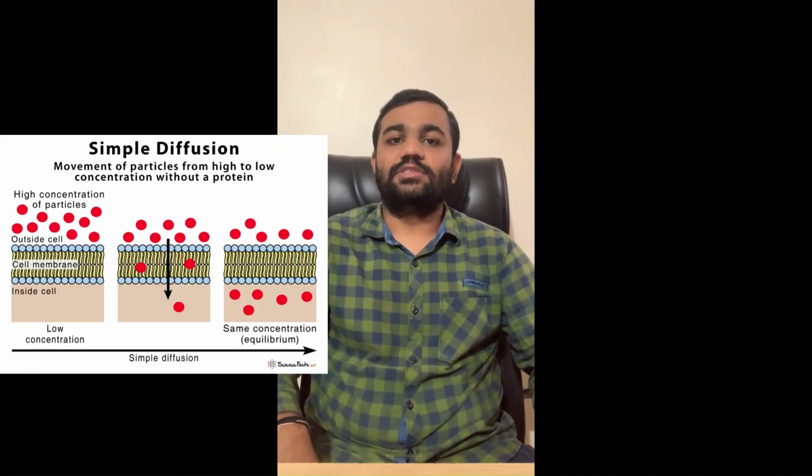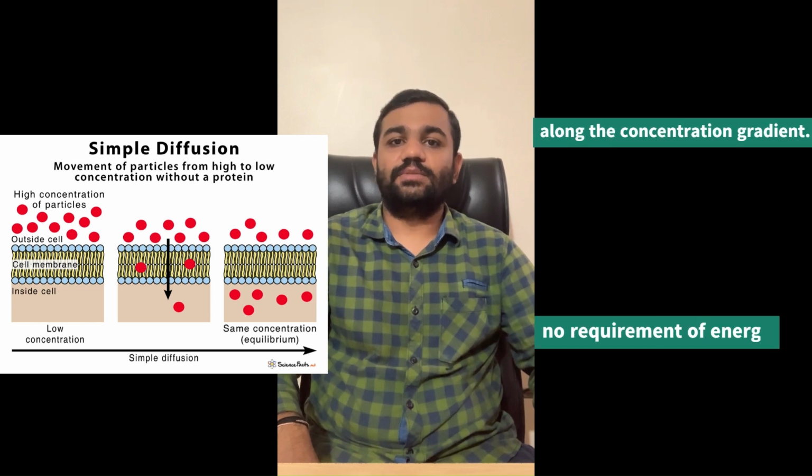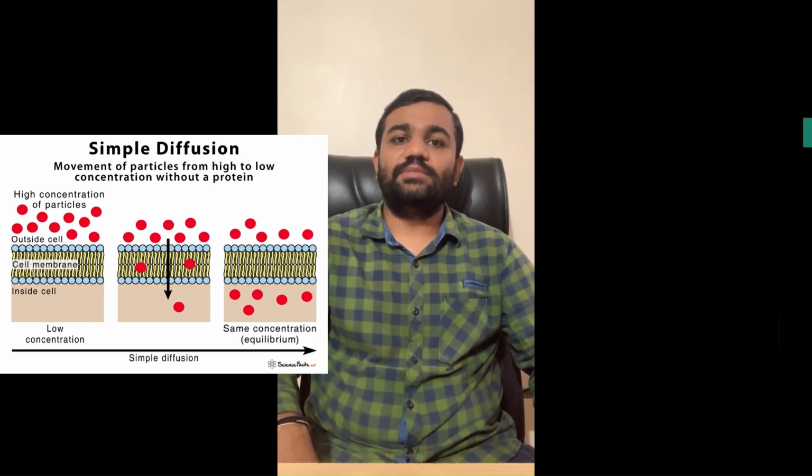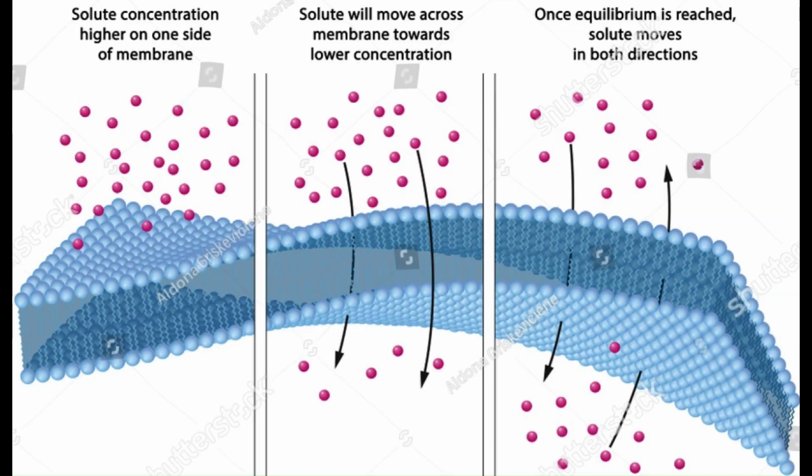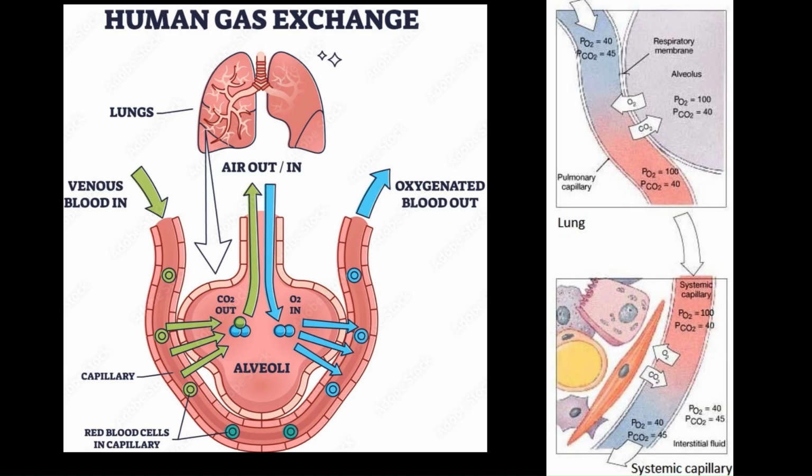Now we will discuss simple diffusion. Simple diffusion is transport of molecules across the cell membrane along the concentration gradient without consumption of energy. Now, what is the meaning of along the concentration gradient? That means the molecule will move from its higher concentration area to its lower concentration area. And a classical example of simple diffusion is diffusion of gases across the lung alveoli.